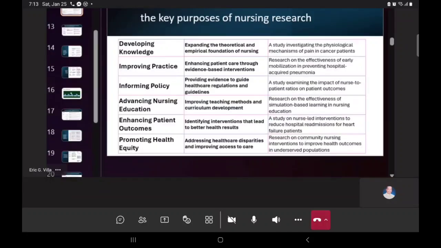Finally, promoting health equity is an increasingly important purpose of nursing research. Studies focusing on addressing healthcare disparities and improving access to care for underserved populations contribute to the broader goal of achieving equitable health outcomes. An example is research on community nursing interventions to improve health outcomes in underserved populations, which can inform strategies for reducing health disparities.